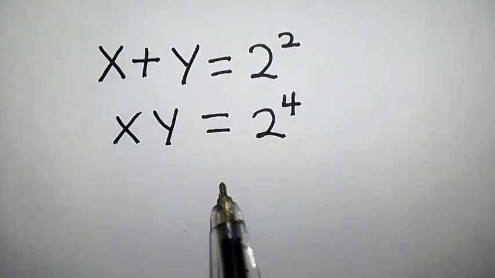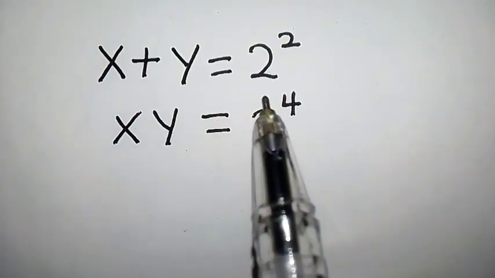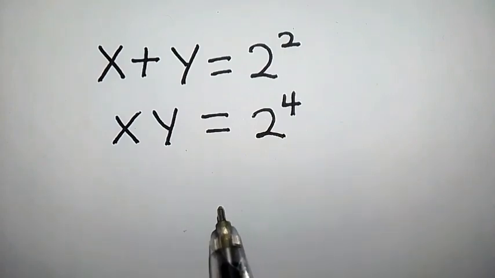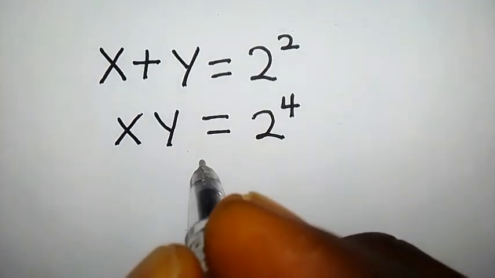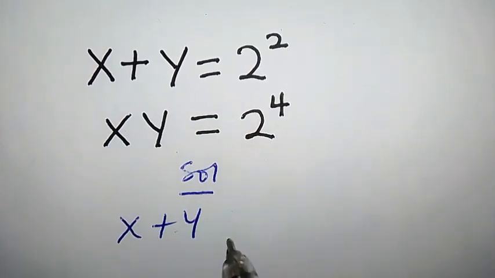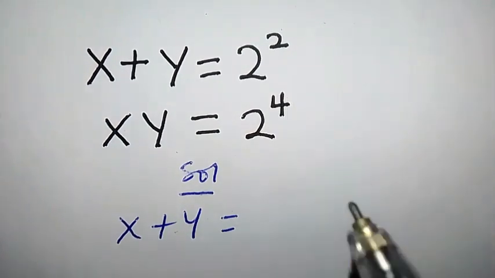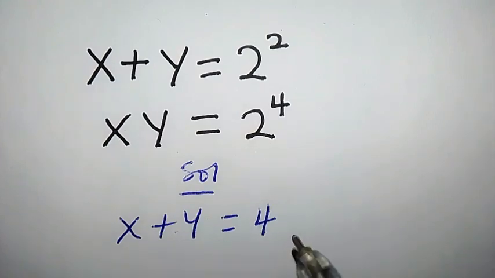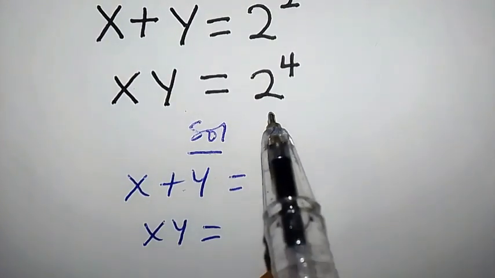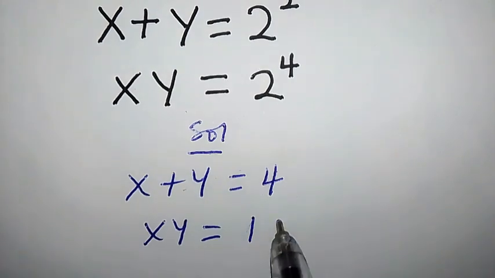This is a nice algebra question. x plus y equals 2 to the power of 2, and xy equals 2 to the power of 4. How do we solve for x and y? Solution. We have x plus y equal to 2 to the power of 2, which is the same thing as 4. Also, we have xy equal to 2 to the power of 4, which is simply 16.